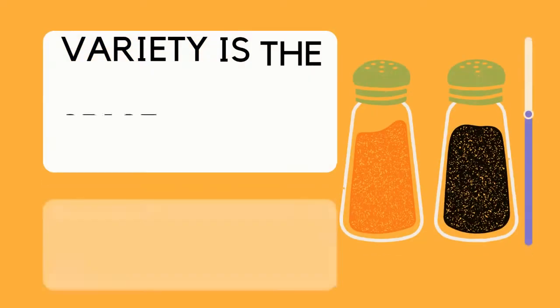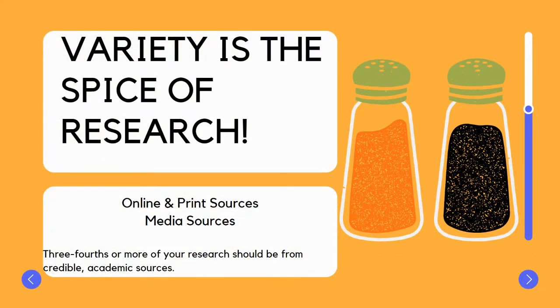With research specifically, variety is the spice of research. Once upon a time, the internet really didn't exist for research. I used to have to use the library constantly, as in books. But you guys have online and print sources that are available to you now. So make sure you're using a variety of sources. You can do a mix of online and print.